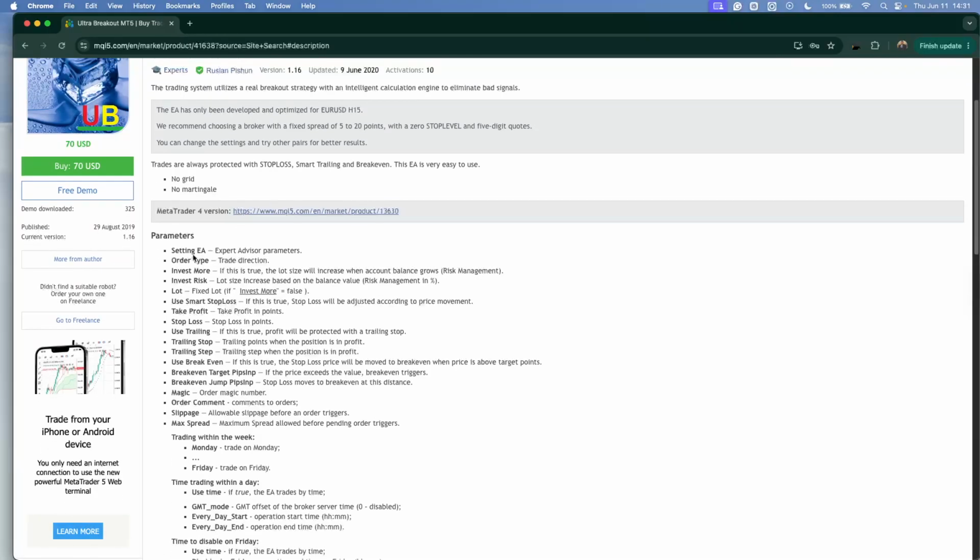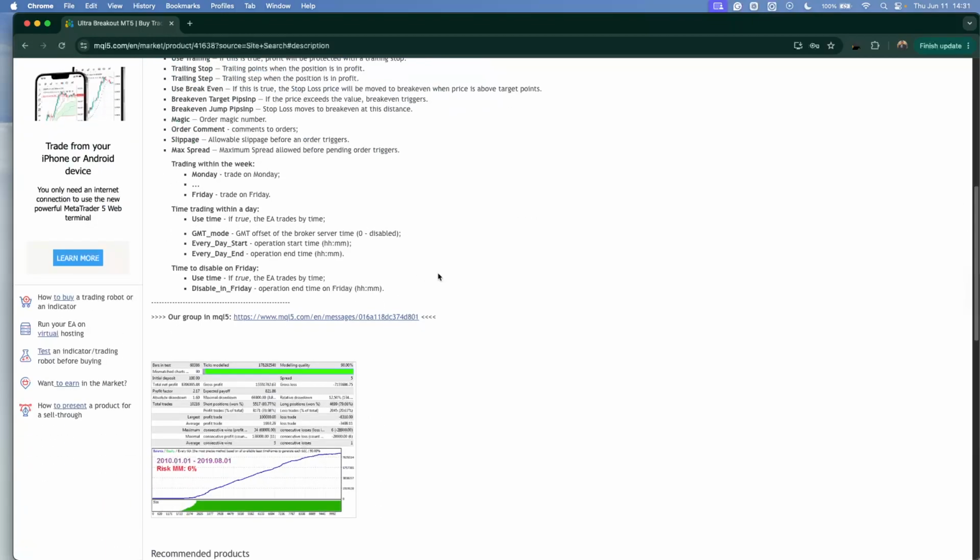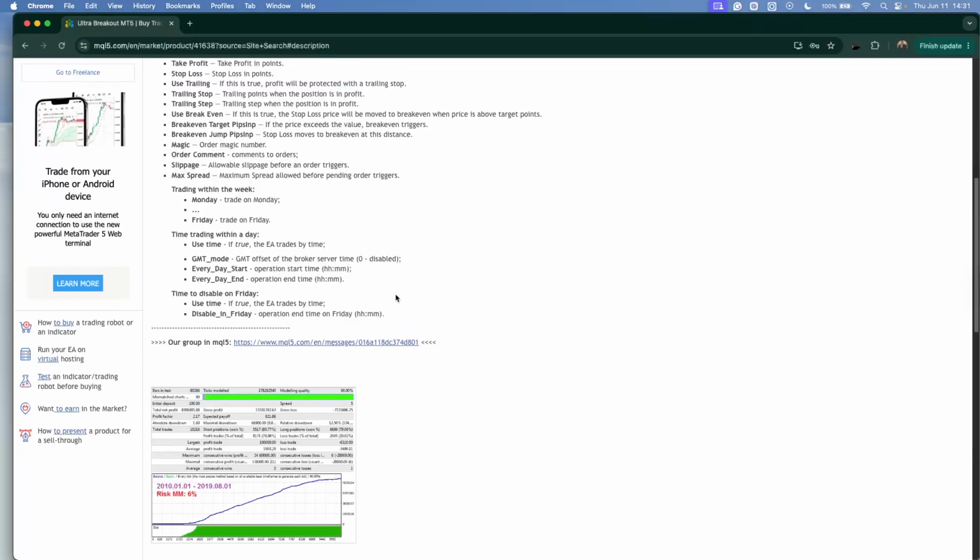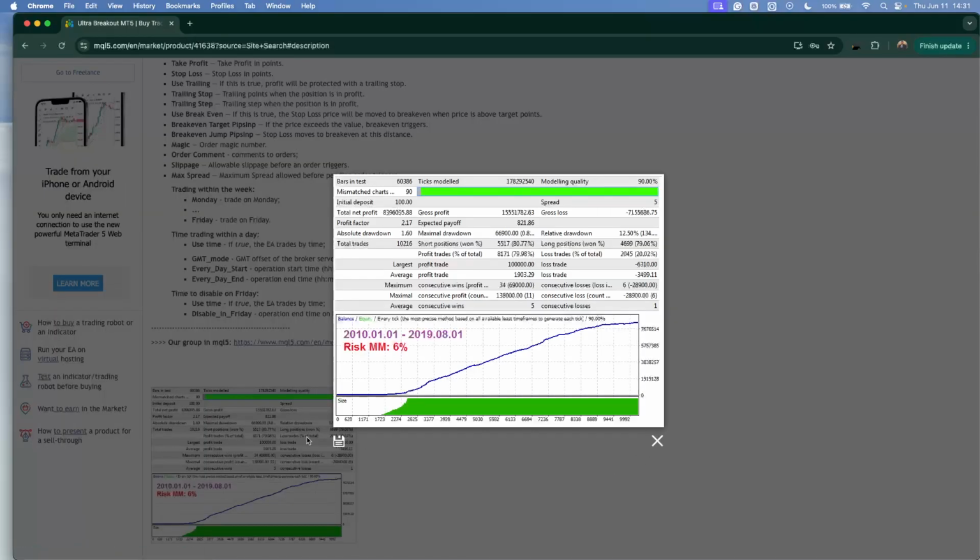There is also a smart trailing stop, and there are even break-even features. Everything is packed here. There is no grid, there's no martingale, just clean directional breakout trading, and exactly what the developer says. They recommend brokers with fixed spreads between 5 to 20 points, zero stop level, and 5-digit quotes. The old backtests on the page are impressive.